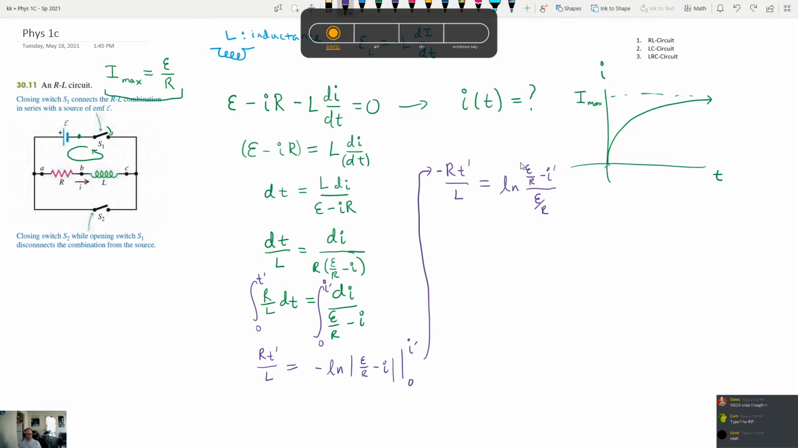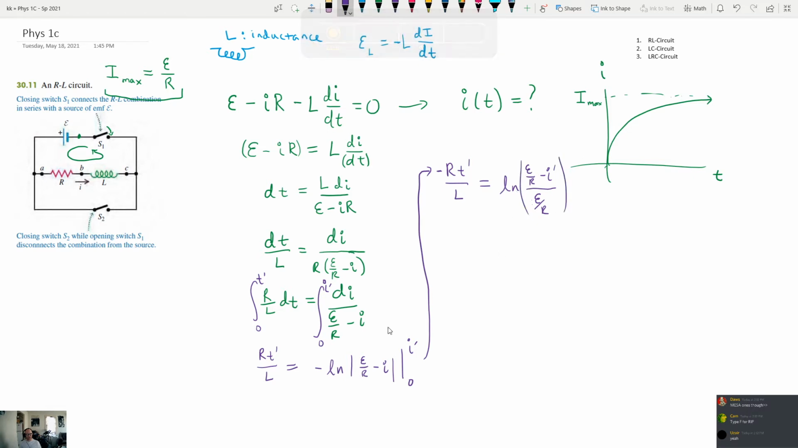Okay, so we've got that expression there. The next thing we want to do is get I prime out of here. The easiest way to do that is to raise both sides to the power of e, or, I never know the right way to say this, take e to the power of each side is the right way to say that.